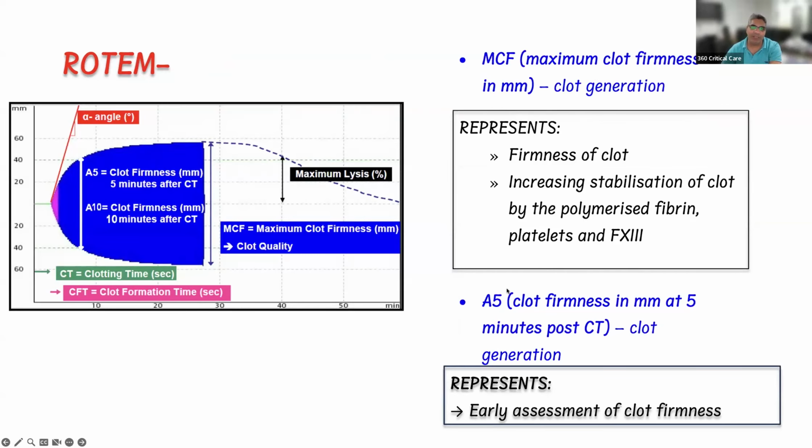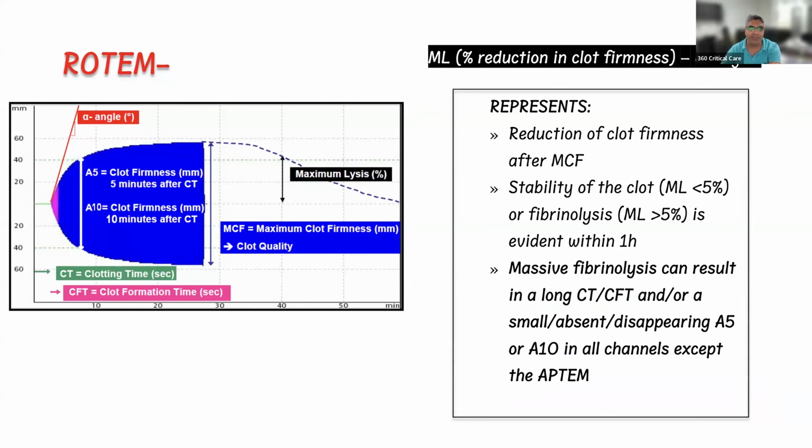Okay. Now, an important thing to look for is the A5. It represents the clot firmness at 5 minutes post clotting. If you start clotting here, 5 minutes post clotting, what is the clot firmness? What is the height? All right, that represents the A5. This is an important number. With A5 we look at FIBTEM. A5 represents the initial firmness of the clot. I'll go into detail in a subsequent slide.